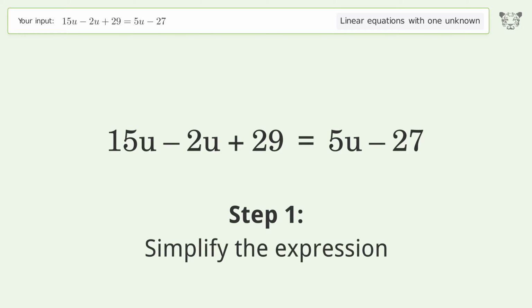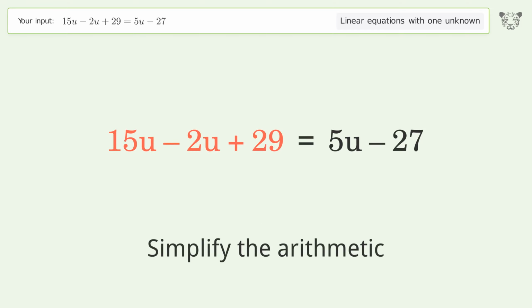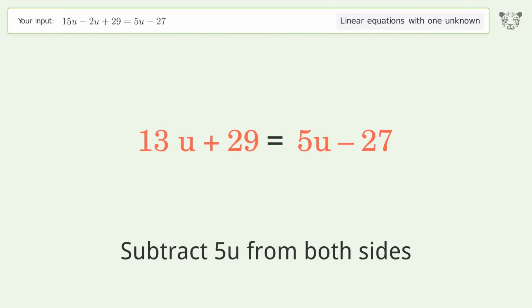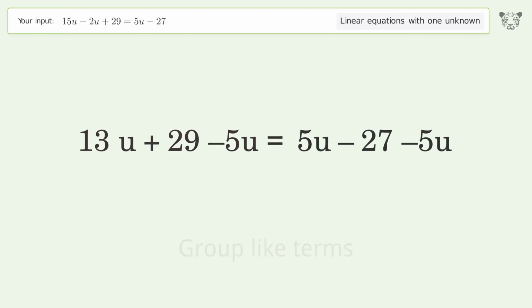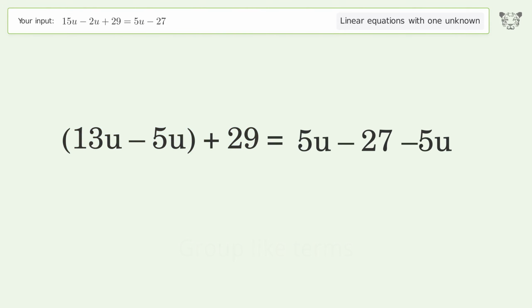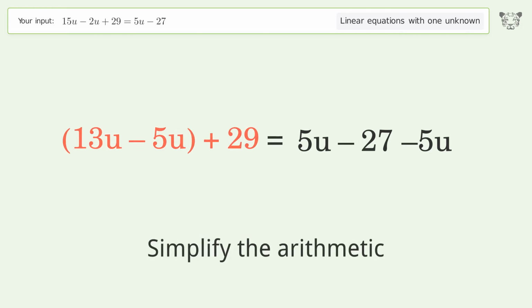Simplify the expression. Simplify the arithmetic. Group all u terms on the left side of the equation. Subtract 5u from both sides. Group like terms. Simplify the arithmetic.